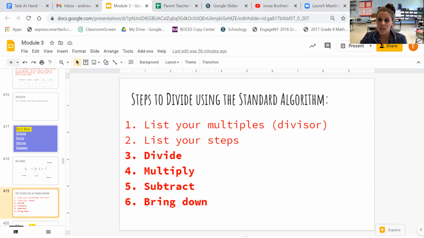What I'd like you to do is take a screenshot so you have these steps in front of you. These are our steps for using the standard algorithm. So take a quick screenshot so it's saved to your photos.